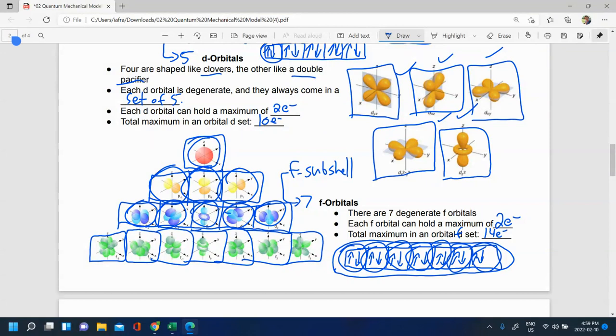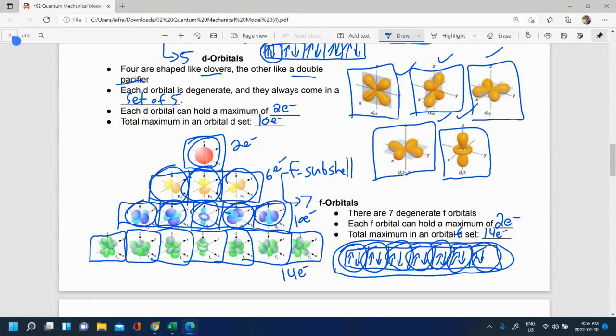And each orbital can hold 2 electrons max. So here you can have 2 electrons max because there's only 1 orbital. Here you can have 6 electrons max because there's 3 orbitals. Here you can have 10 electrons max because there's 5 orbitals. And here you can have 14 electrons max because there's 7 orbitals there. So that's the idea behind the shapes, orbitals, and sublevels.